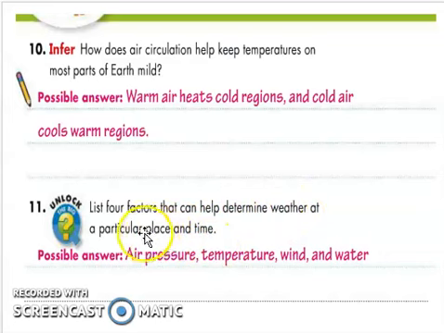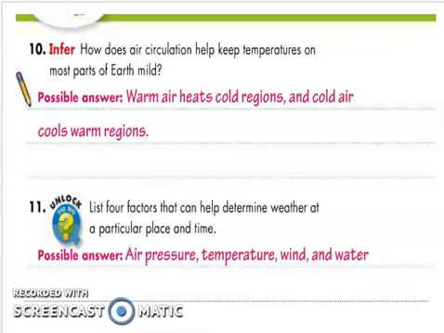place, because not all places have the same air pressure. Not all places have the same temperature. Not all places are windy. Not all places have the same amount of water vapor. So, this is the possible answer for question number 11.